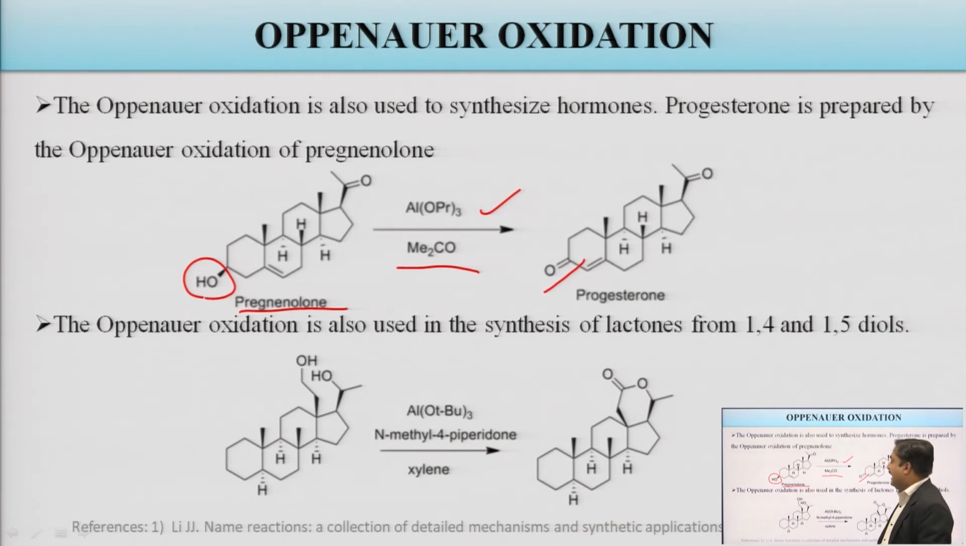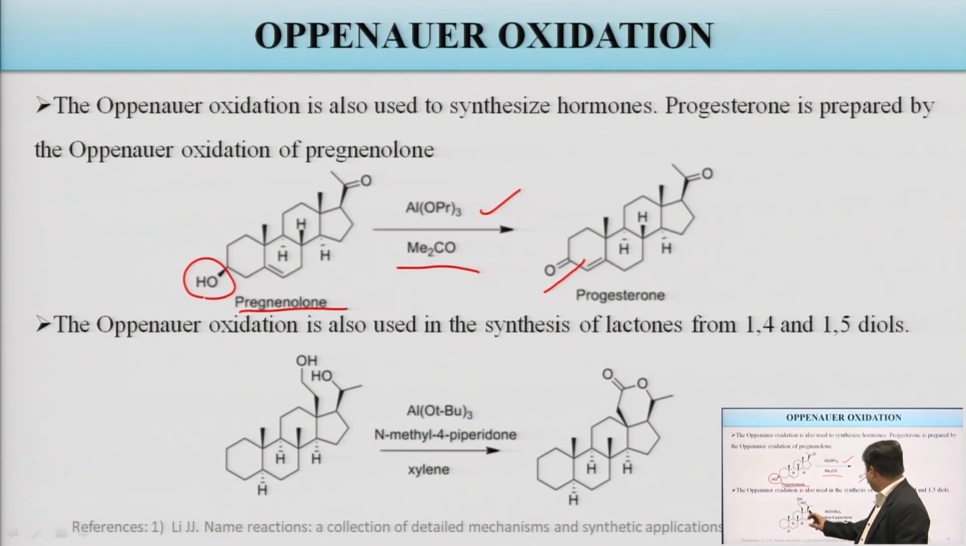The next application of Oppenauer oxidation is the synthesis of lactone from 1,4 and 1,5 diols. Here again we are using aluminum tertiary butoxide, and as the ketone we are using N-methyl 4-piperidone in large excess. Please note it down: the ketone should always be used in large excess for Oppenauer oxidation to take place. The whole reaction is taking place in xylene.